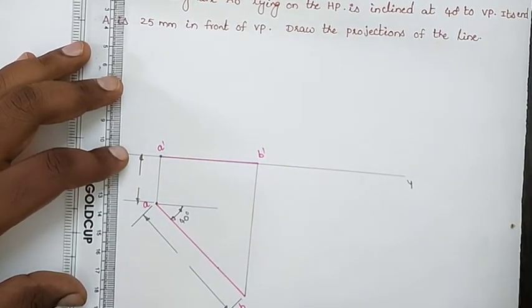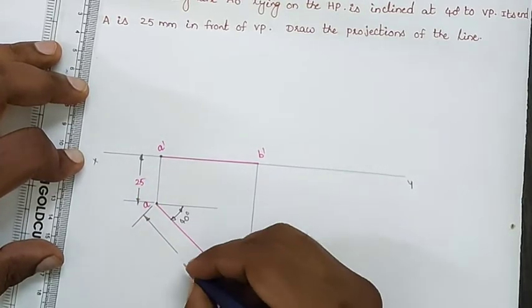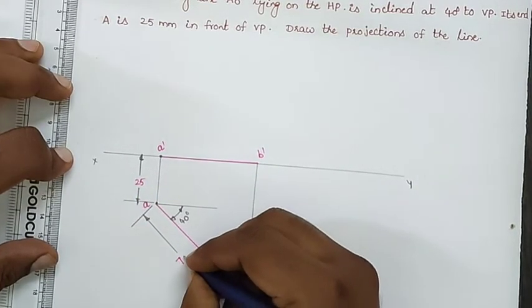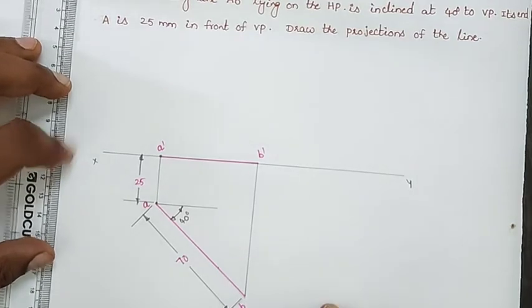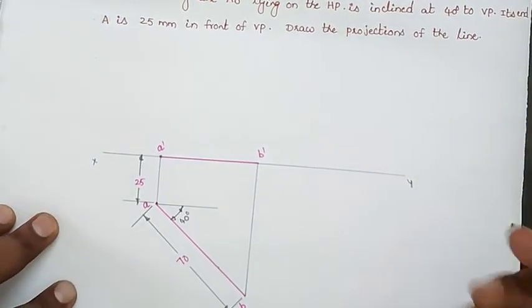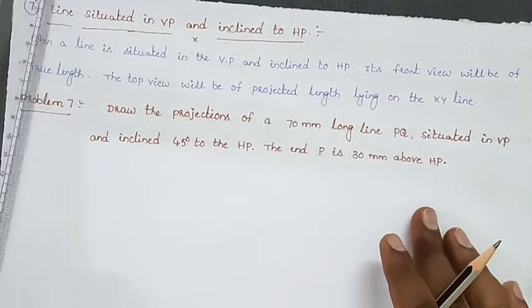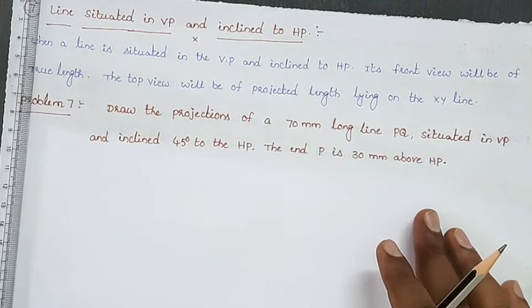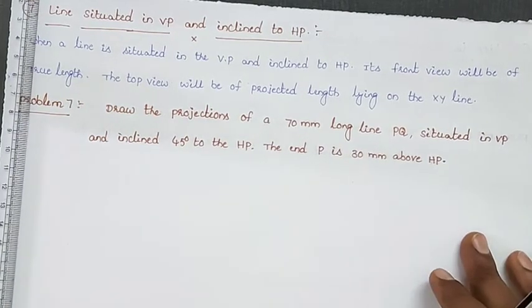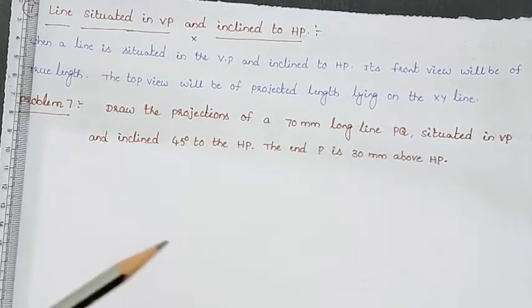Give the dimensions of this problem. They are giving 25 mm in front, and the true length of the line is 70. Like that we will draw the projections of a line when a line is situated on the VP and inclined to the HP.